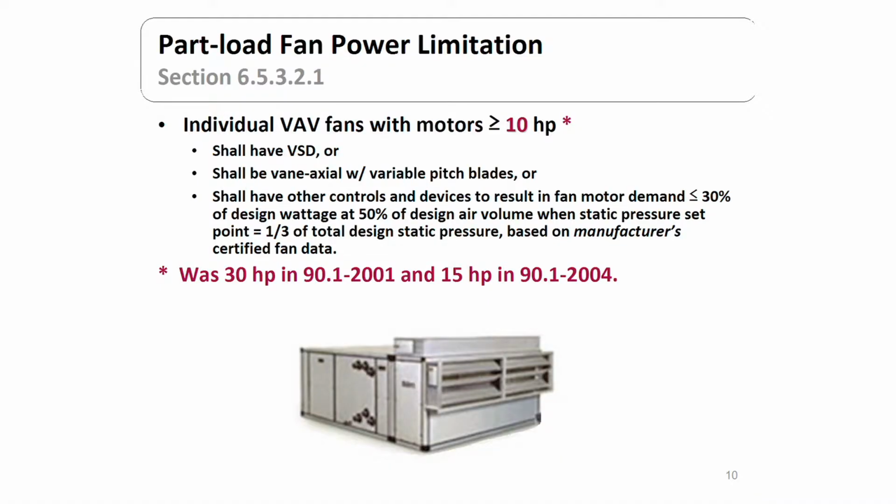On the part load fan power limitation, individual variable air volume fans are restricted if they have motors greater than 10 horsepower. Just a note on this footnote that I put on here, that limitation applied to 30 horsepower and above back in 2001, and it applied to 15 horsepower in 2004. Now it applies to even smaller fan motors, 10 horsepower and above. So you can see from this that the standard is becoming more and more stringent as time goes on.